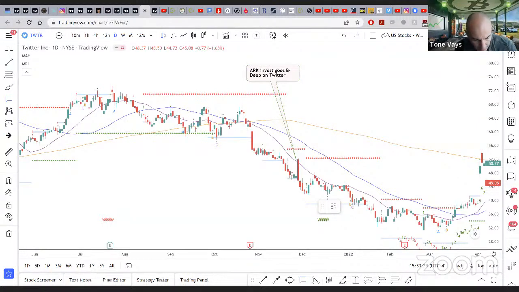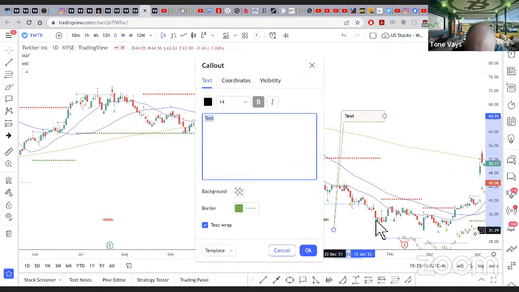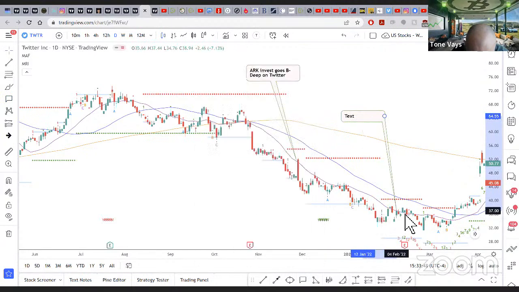Twitter stock. Cathie Wood dumps $142 million of Twitter stock. February 7th. Yeah, I thought it was right before earnings. So February 7th. When is that? January, right before earnings. Remember what I said, guys? That was like a dumb move.